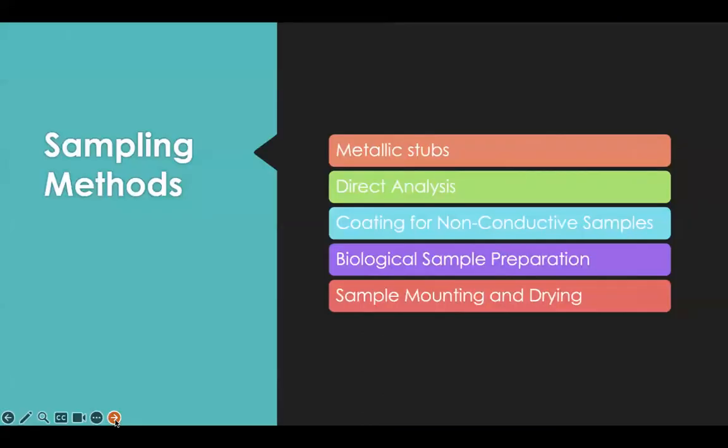Sampling methods. These are some sampling methods that can be used prior to analysis. Metallic stubs are highly conductive and used for various sample types. Non-conducting samples must be coated with a conducting material such as carbon, gold, or platinum. The coating must be ultra thin. Biological sample preparation includes fixation, sectioning, and staining. Mounting stabilizes the sample for excellent imaging. Drying techniques include critical point drying and freeze drying to eliminate solvents without damaging delicate samples. And then, of course, we have direct analysis.